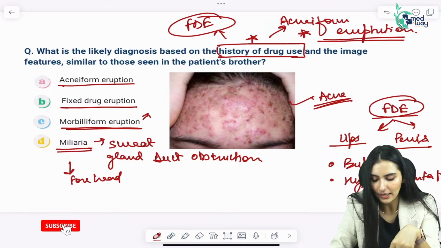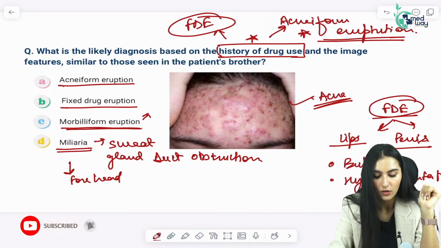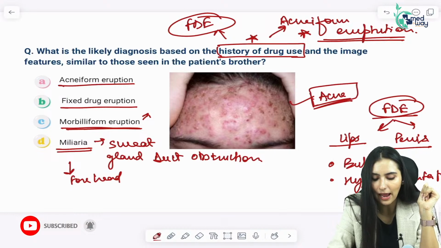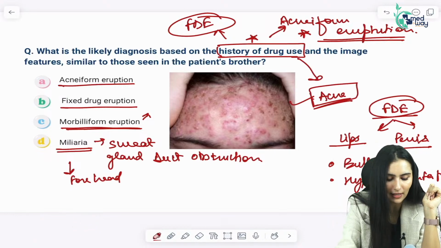Does it look like hyperpigmentation and a bullous lesion? No. So what is it? It looks like acne, but the acne that is happening because of drugs, so that is an acneiform eruption.